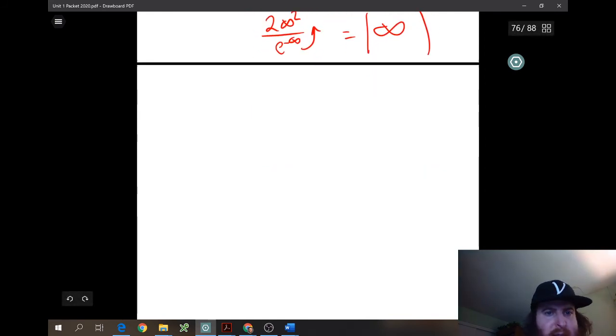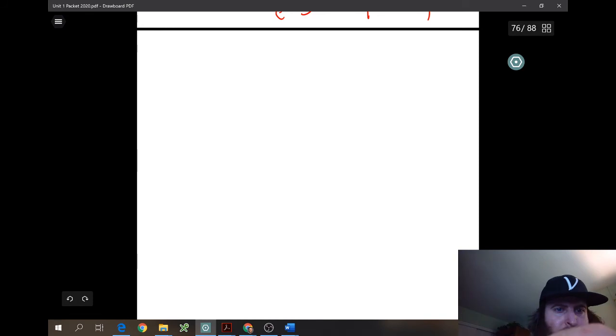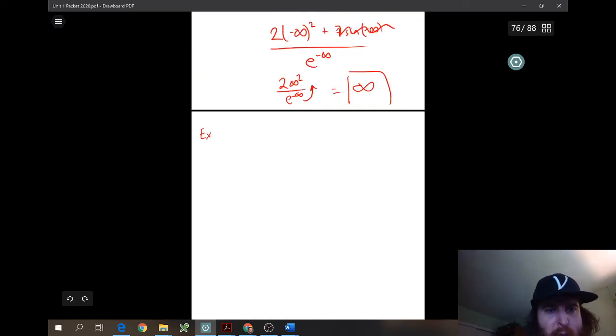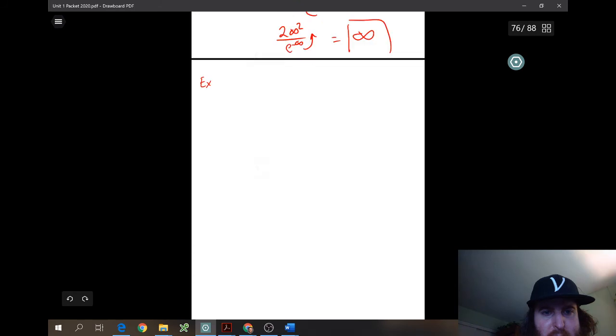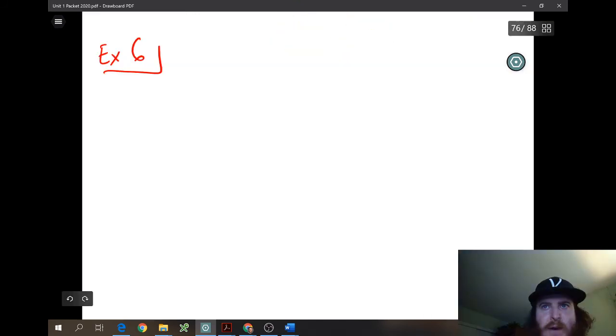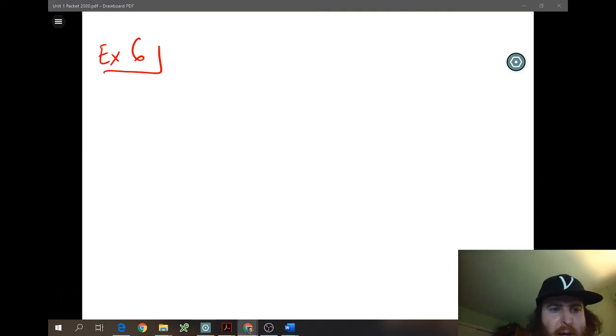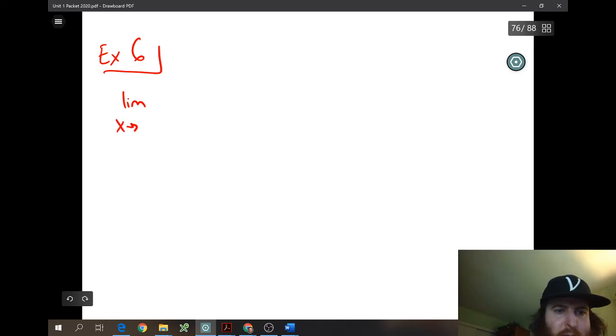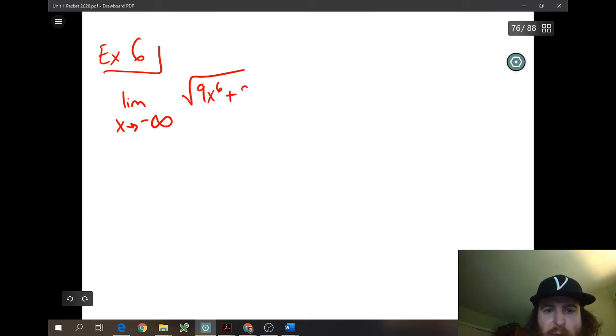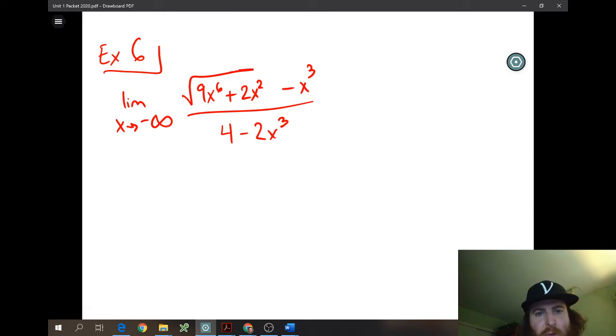That's pretty much all of our cases. The one other weird thing that I've only ever seen on Calc BC, but I'm going to go over it anyways, is if you got something really funky, and I wrote one down that was similar to something that I saw in one of the BC exams. That was the limit as x went to negative infinity of the square root of, say, 9x to the 6th plus 2x squared, and then minus x cubed outside of the square root, over 4 minus 2x cubed. Okay, and this one is not one of those weird cases with e to the x or ln x, but it's one of the weird cases with square roots.